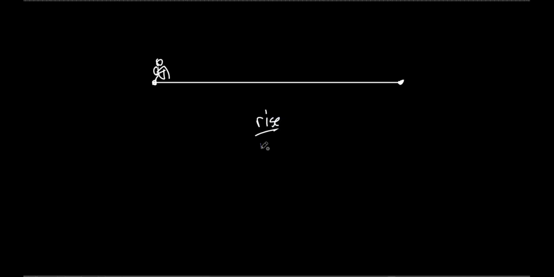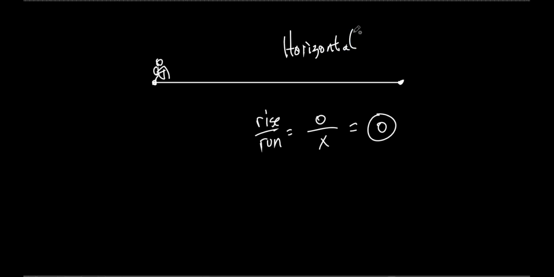So I'm going 0. So remember what we said the slope is? It's rise over run. So the rise is what? 0. How far do I run? I don't know. It doesn't matter, right? Let's just say x, okay? That could represent any distance. What's 0 divided by anything at all? It's 0. So a horizontal line, write this down, a horizontal line, the slope is 0.